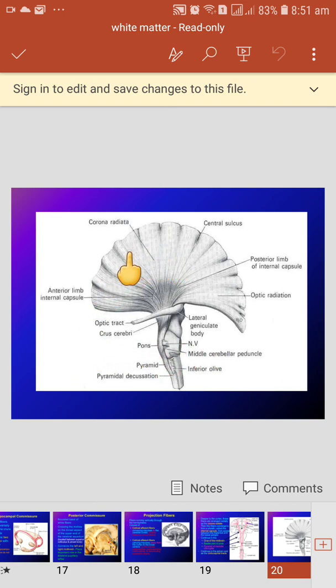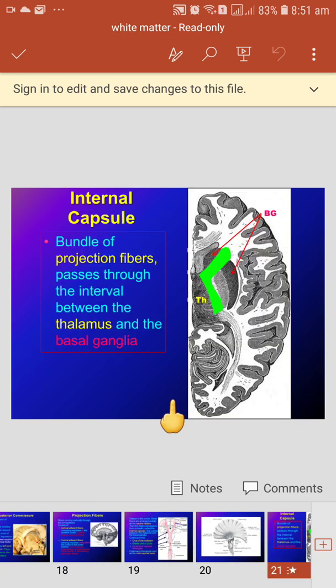Again, in this diagram you can see the corona radiata, these radially arranged fibers. These radially arranged fibers will converge to form the internal capsule, and then these fibers will run throughout the brainstem. Now comes the internal capsule. Internal capsule is a bundle of projection fibers passing through the interval between the thalamus and the basal ganglia.